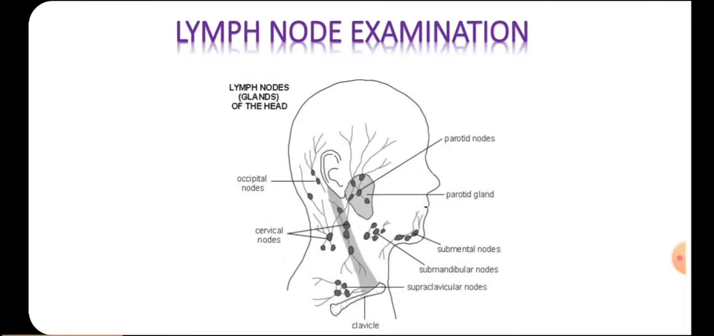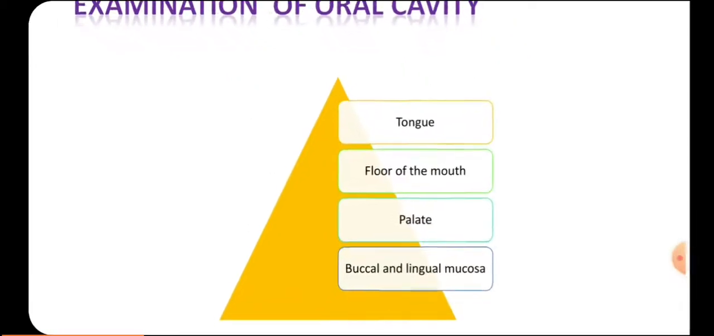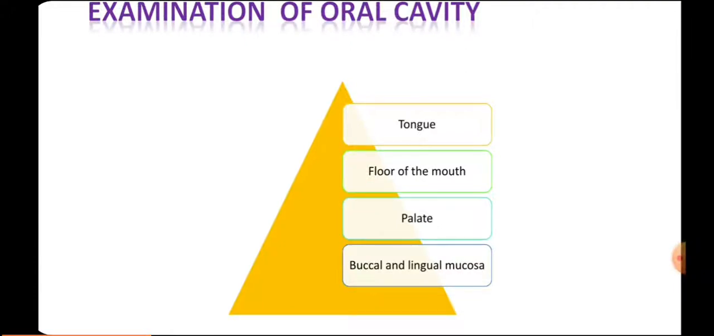What lymph nodes do you examine? So we need to examine the occipital lymph nodes, the cervical lymph nodes, the submental lymph nodes, submandibular lymph nodes, and the supraclavicular lymph nodes, as well as the parotid glands and the parotid nodes. Then going on to the examination of the oral cavity, we need to examine the tongue, floor of the mouth, the palate and the buccal mucosa for the presence of any abnormalities like lesions or swelling or any kind of exostosis, etc.